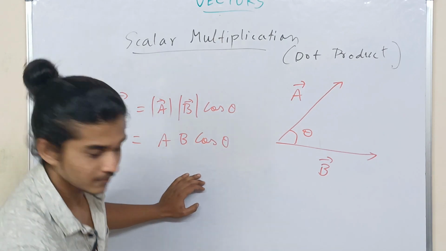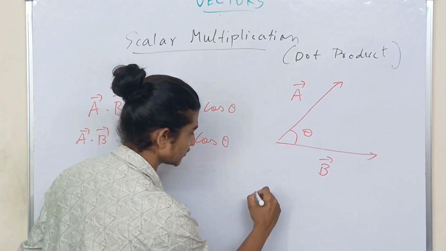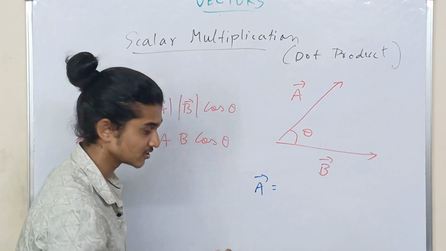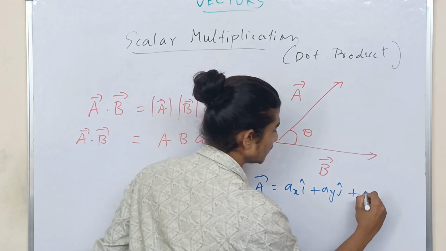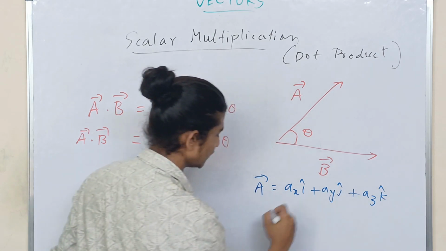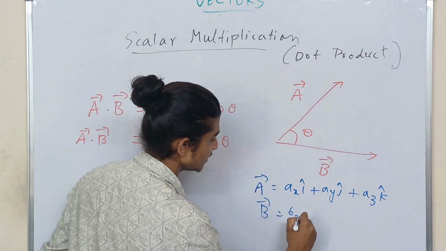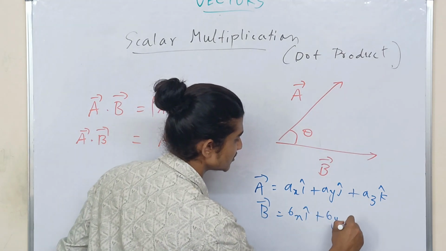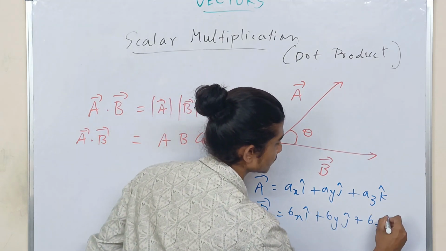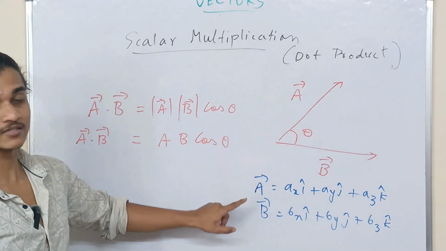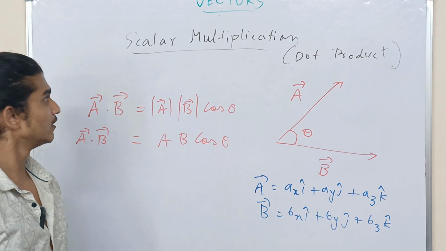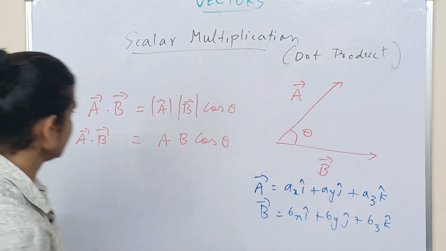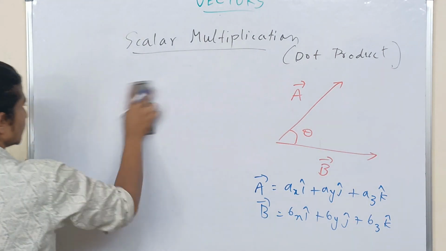So now suppose A vector is defined as ax i cap plus ay j cap plus az k cap, and B vector is defined as bx i cap plus by j cap plus bz k cap. Now if the vectors are given in this way, how are you going to find A dot B? This is the question that might arise in your mind. Okay, let's see how it is done.